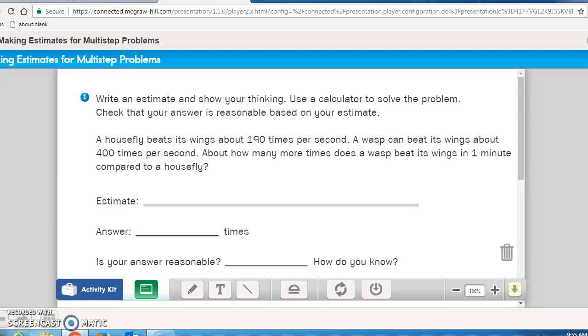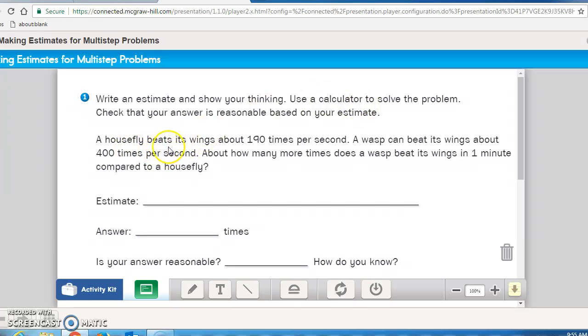So, making estimates for multiple step problems. It says on Math Journal page 108, it reads, write an estimate and show your thinking. Use a calculator to solve the problem. Check that your answer is reasonable based on your estimate. Math Journal page 108 is an assessment piece, but I'm going to walk through the first one for you so that you know how to do it. And then the next one, when you complete that page, I want you to bring it up to me.